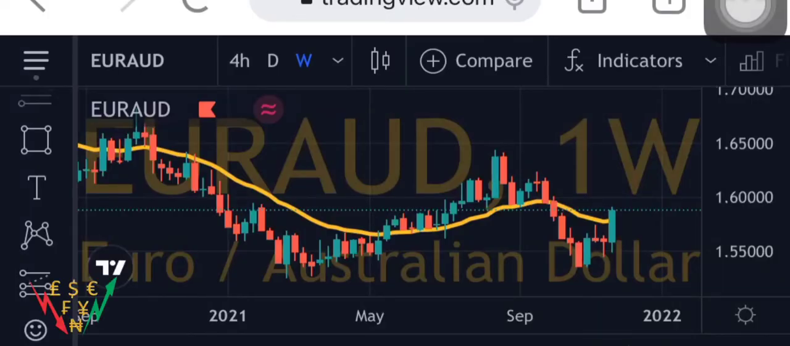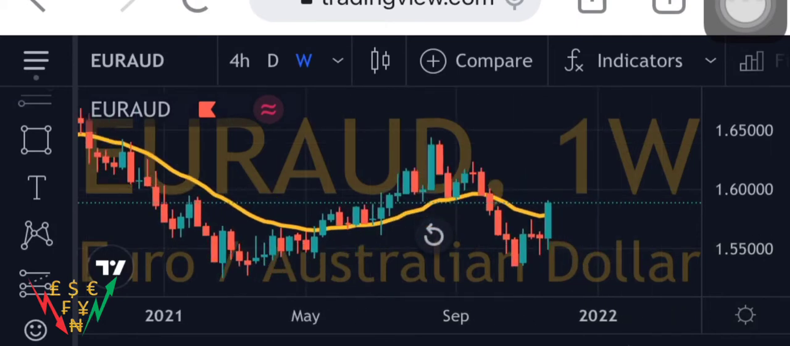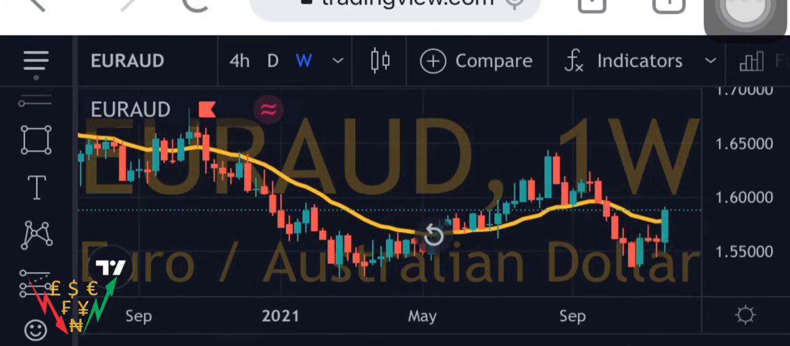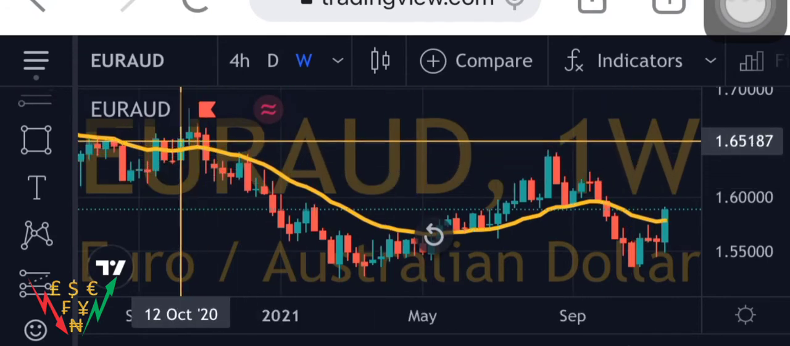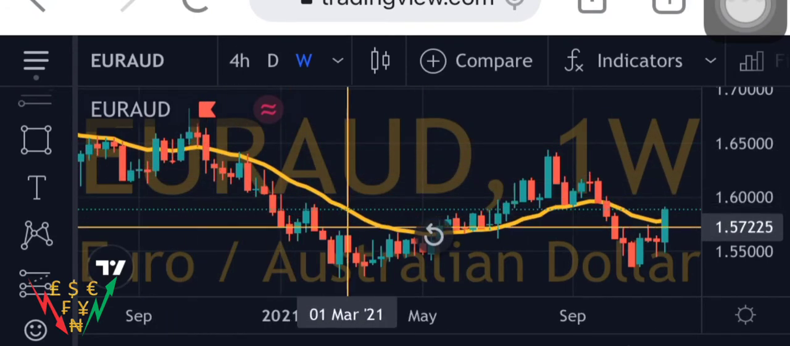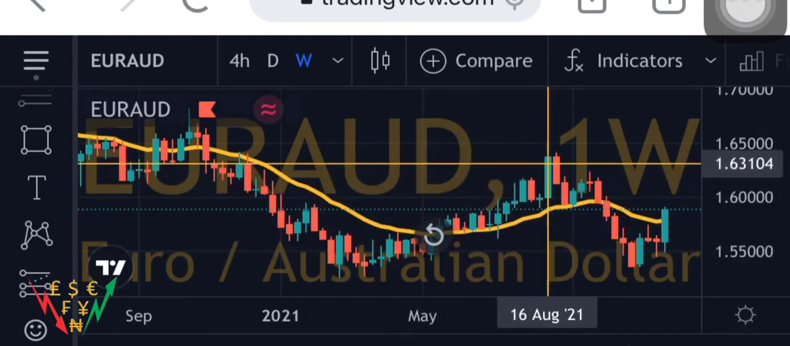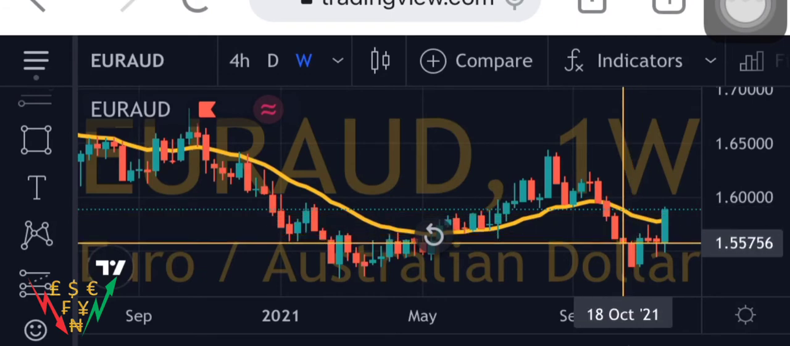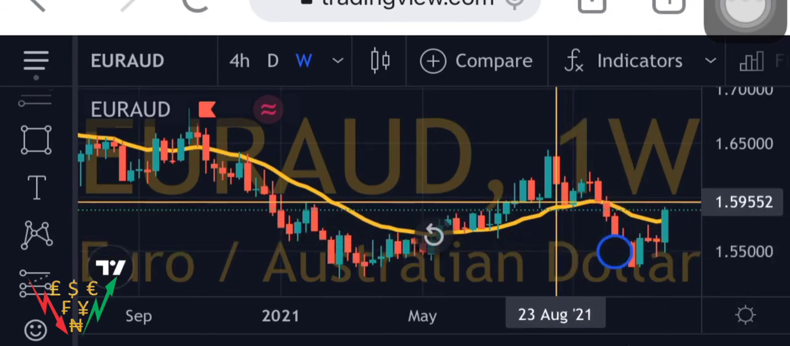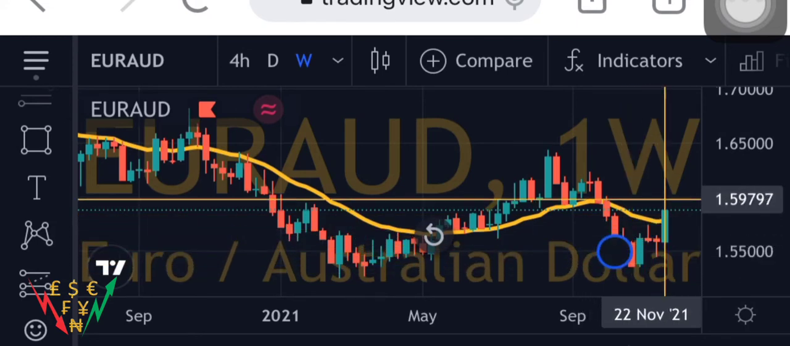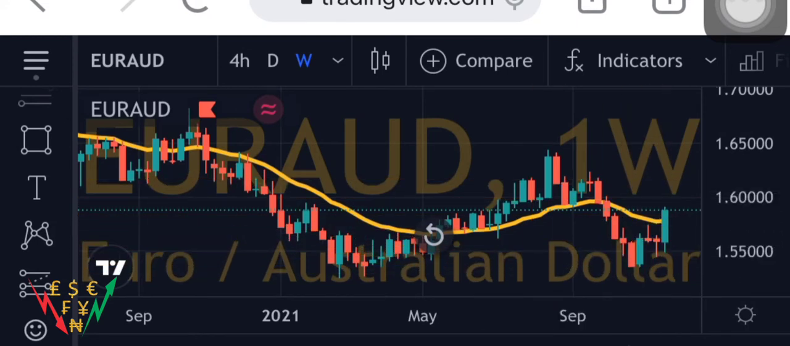Okay, welcome back guys. So we'll be looking at the EURAUD pair today, the euro against the Australian dollar. So what can we make of this pair guys? From this point we can see that the pair was in a downtrend, and then it recovered and went to an uptrend, and then it came back to this downtrend here. Then from the downtrend, at this point here we can find the pair making its way to the upside.